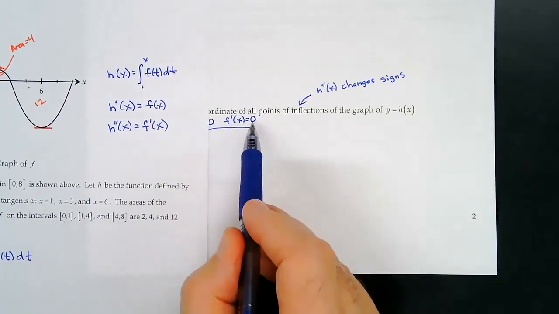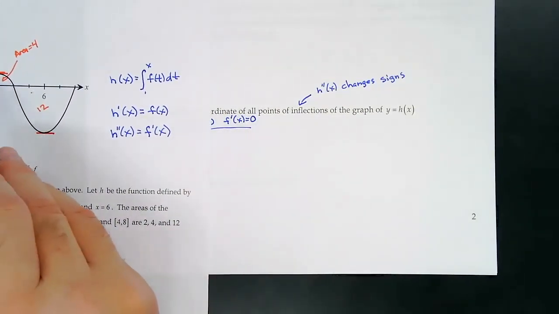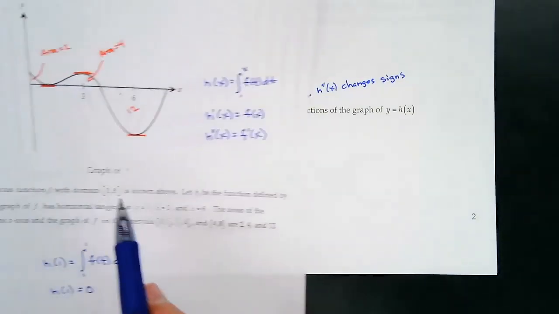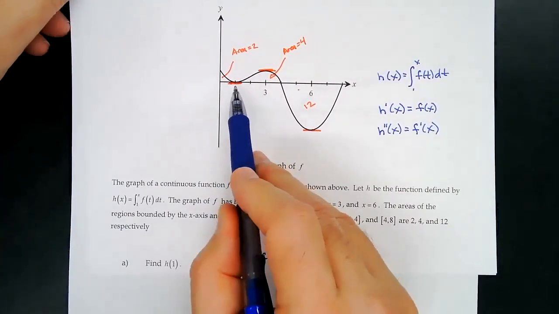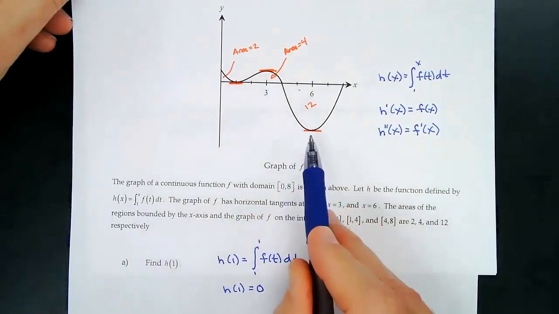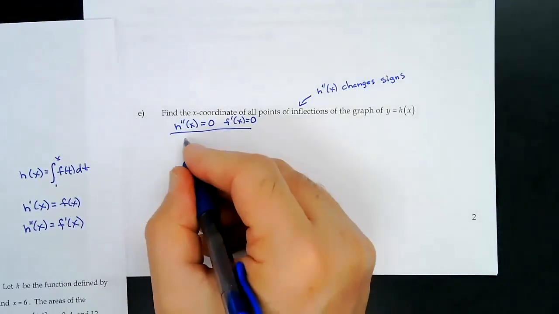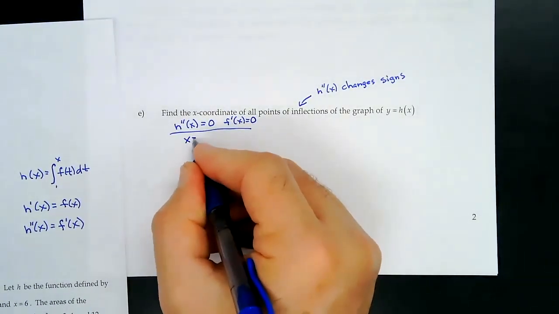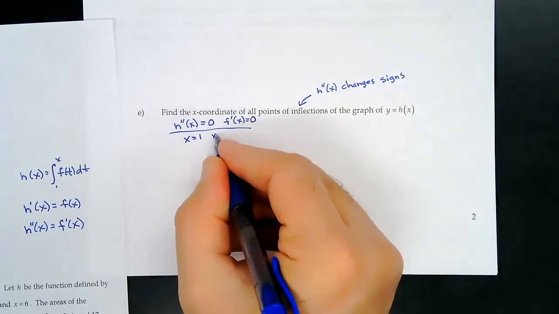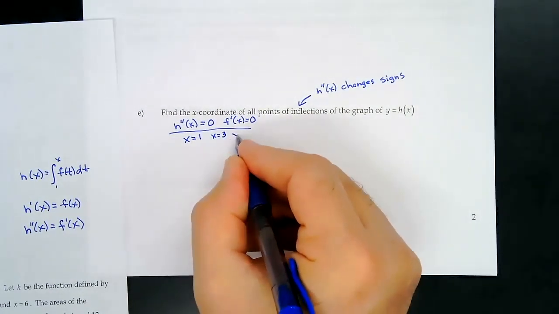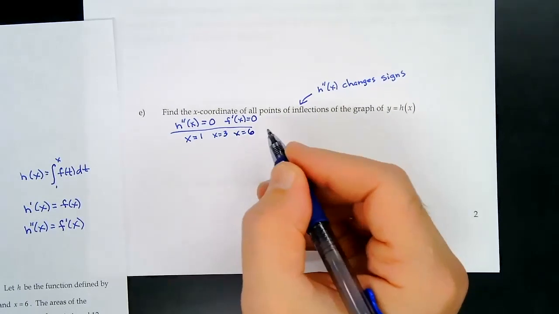When f prime is 0, that would be at x equals 1, at x equals 3, and also at x equals 6 right here. Okay, because that's where f prime is 0. So the critical values are x equals 1, x equals 3, and x equals 6.